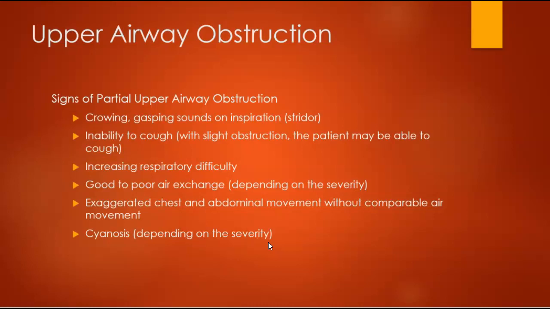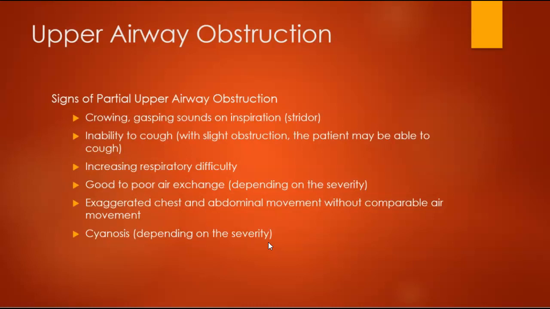As patients try to work harder to breathe, to get airflow around that obstruction, their respiratory muscles are going to be doing more work. So you can have that exaggerated chest and abdominal movement, associated without comparable air movement. That's actually one of the telltale signs of obstructive versus central sleep apnea, which we'll talk about later on in the program. It is obstructive sleep apnea.